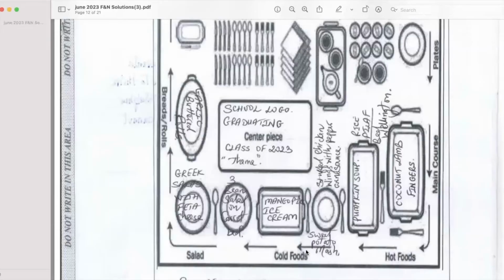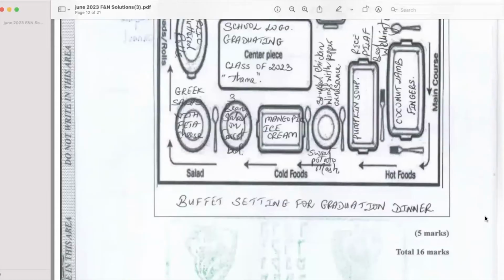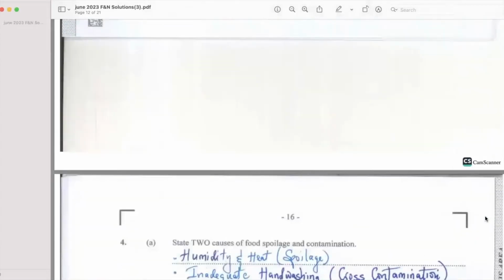And then cold food, which is the ice cream and mango pie, here. The potato salad here, hot food will go here. And then you have the pumpkin soup. So this one is not that bad, because they actually give you different clues. So you have the main course. If you look at the thing, you can just choose the main course and put it there. And cold food, salad. So this was not a bad one to get your 5 marks for. That one was pretty easy.